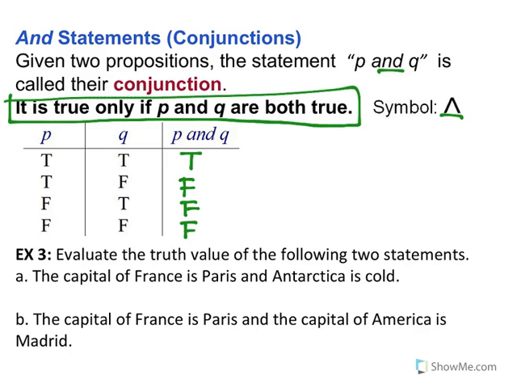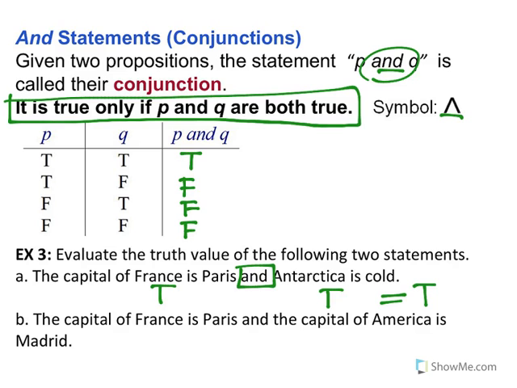So you really want to pay attention to your connectors. For example, this says evaluate the truth value of the following two statements. A: the capital of France is Paris and Antarctica is cold. For an and statement to be true, they both have to be true. Is the capital of France Paris? Yes. Is Antarctica cold? Yes. Because they're both true, our statement is true.